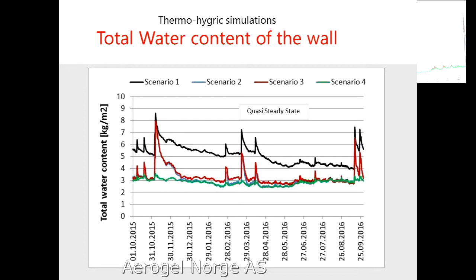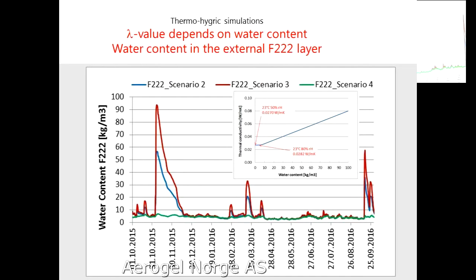But what is more interesting is going into the water content of the aerogel layer itself. As my colleague Thomas Stahl already told you, the lambda value depends on the water content. That means if you can avoid moisture coming in, you avoid the increase of thermal conductivity. And this is why we have also looked at the water content of these three scenarios. The first scenario we don't have because there was no aerogel render on the first scenario, but we have the other 3.